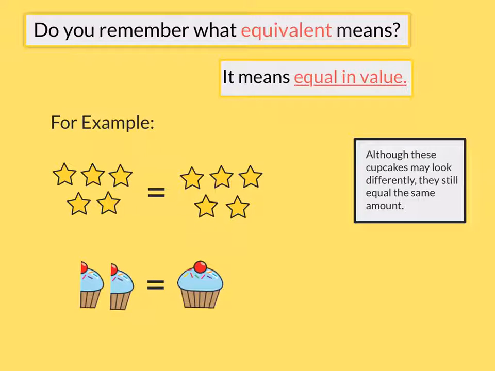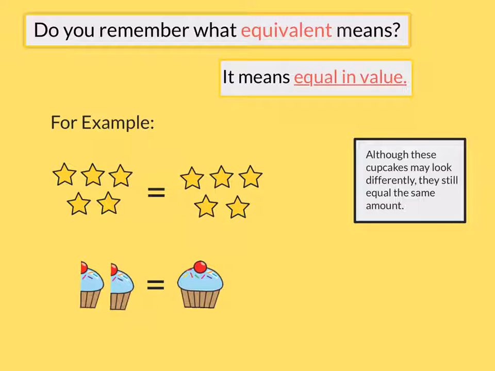Let's think back. Do you remember what equivalent means? Equivalent means equal in value. For example, we see 5 stars on each side of the equal sign. Because we know that 5 is equal to 5, we can say that they are equal in value or equivalent.